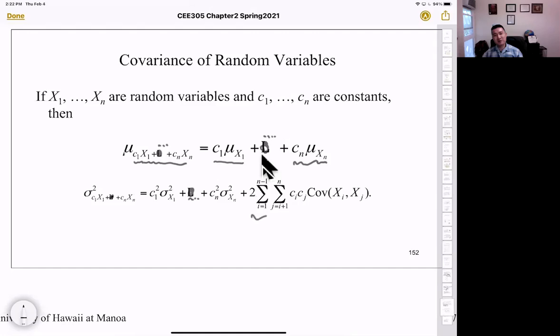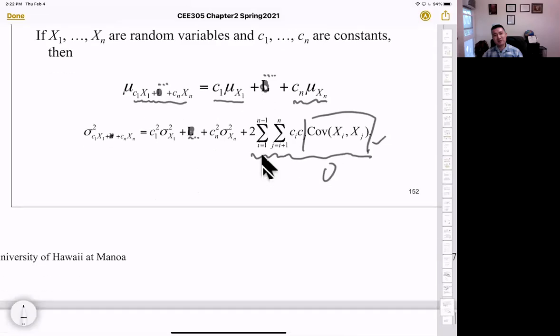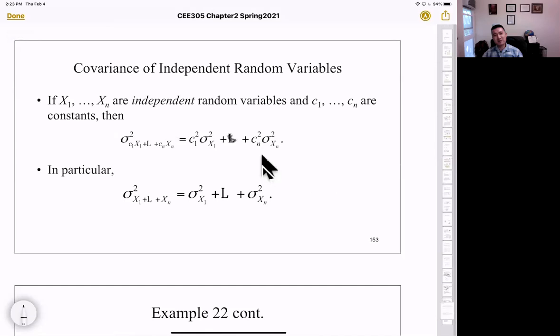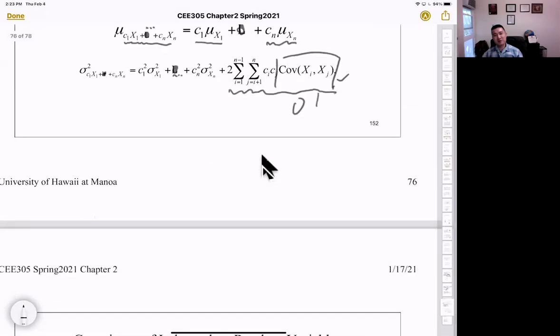plus the sum of the covariance terms. If x1, x2, ..., xn are independent of each other, this part becomes 0. Otherwise we use this. As I said here, if x1 through xn are independent of each other, the previous two equations simplify like this, because the covariance is equal to 0 when they are independent.